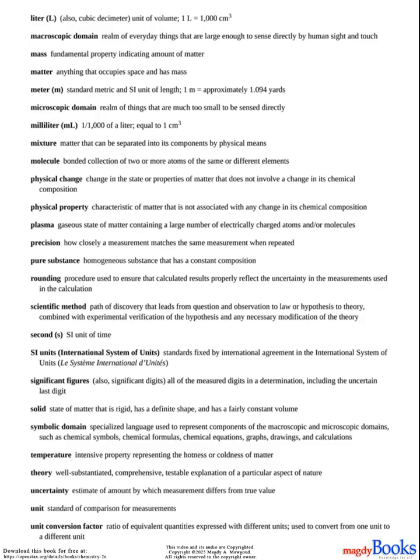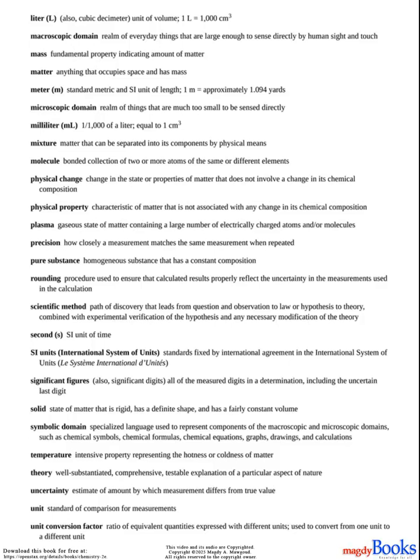36. Physical change. Change in the state or properties of matter that does not involve a change in its chemical composition. 37. Physical property. Characteristic of matter that is not associated with any change in its chemical composition. 38. Plasma. Gaseous state of matter containing a large number of electrically charged atoms and/or molecules. 39. Precision. How closely a measurement matches the same measurement when repeated. 40. Pure substance. Homogeneous substance that has a constant composition.